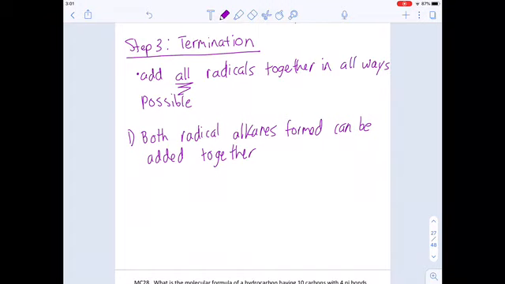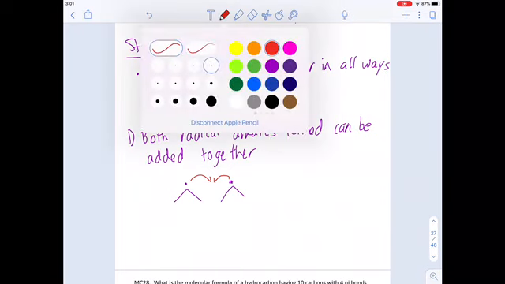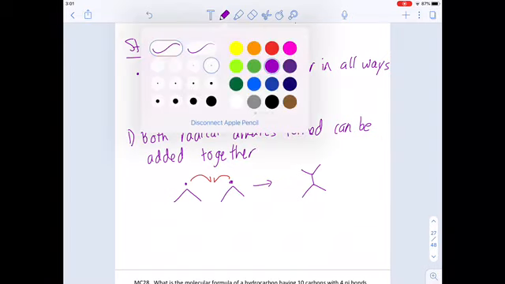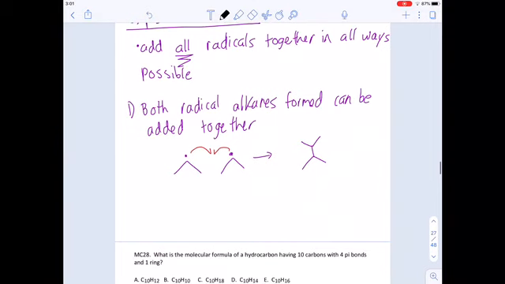So, for example, I'm going to do this not with ours because ours is very complex. It's a very large one, but I'll give you an example. Say this was the alkane that was formed, the radical alkane. You can add it to its exact same self, like this, and that would give you this as one of your termination products.